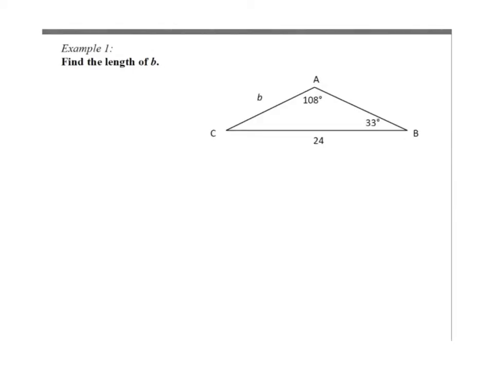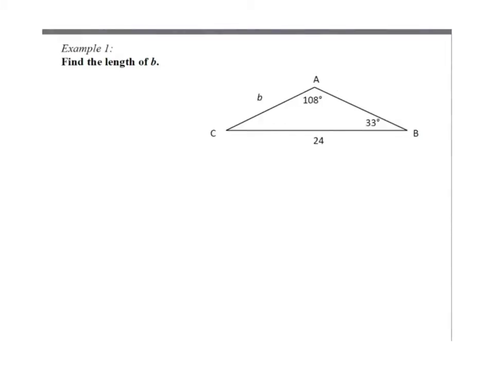Okay, this is our first example. Once again, you see an ABC triangle. And example one says to find the length of B. So what we want to do is set up the law of sines. And I notice here that I have an angle across from a given side, and so I'm going to start with that one.